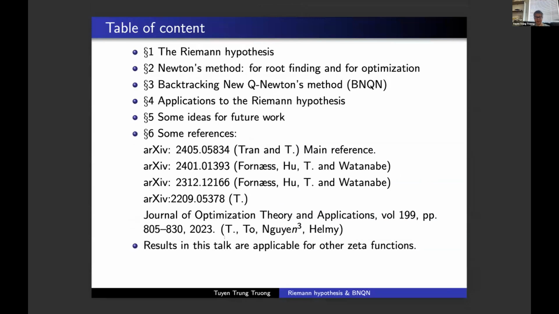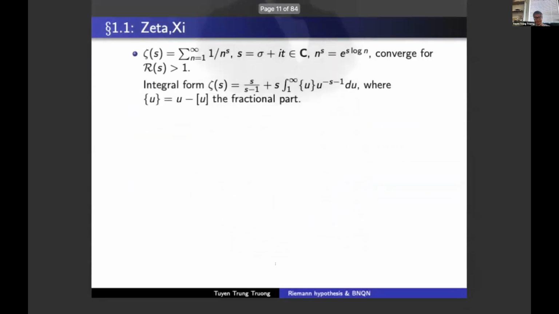In this talk, I only talk about the Riemann zeta function, but the ideas can be used for other zeta functions. We know that the Riemann zeta function is originally defined by a power series for real part of the complex number greater than one. But then we can also write it as an integral, and from that we can show that it can be extended as a meromorphic function on the whole plane with only one pole at one.